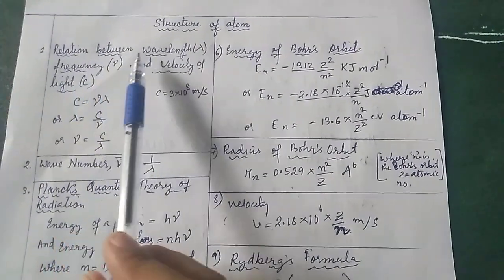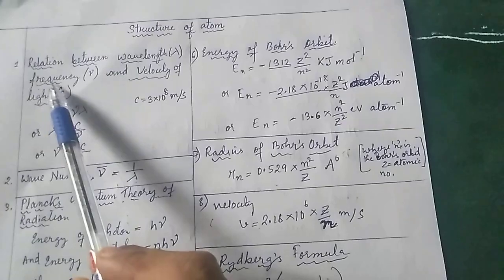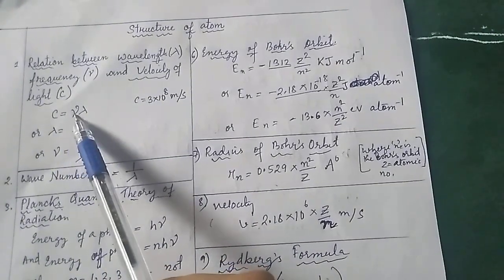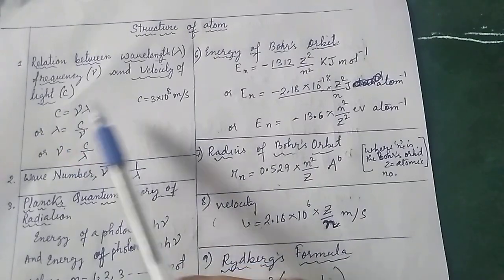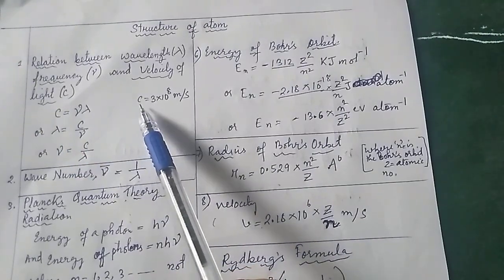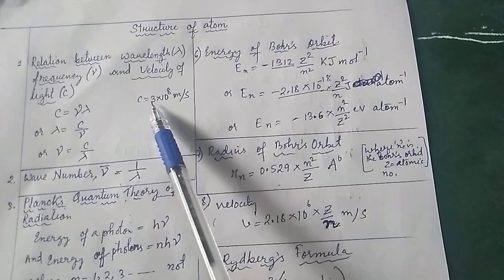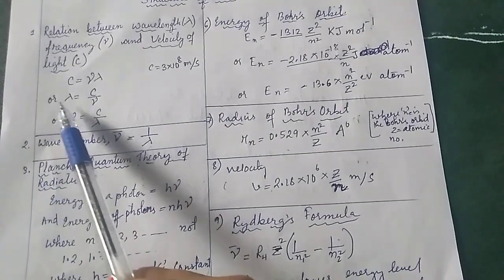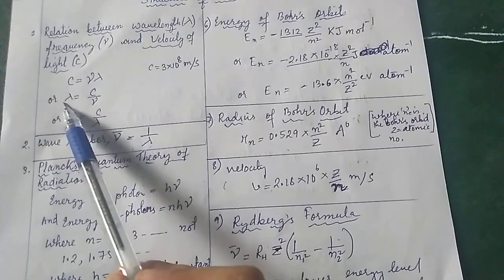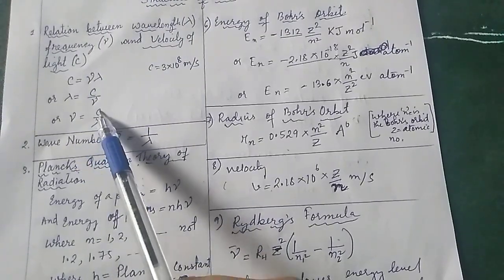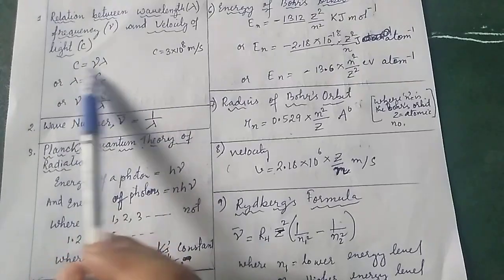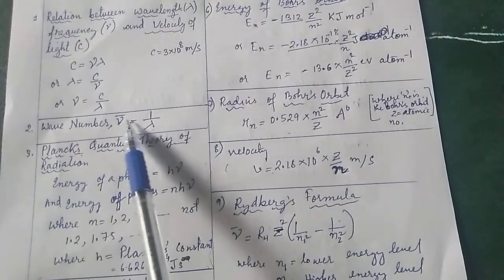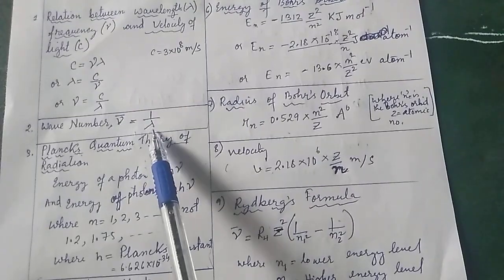Here is the relation between wavelength, that is lambda, frequency nu, and velocity of light c. The relation is c is equal to nu lambda, where c is the velocity of light or speed of light, and it has its own value, that is 3 into 10 to the power 8 meter per second. Then lambda is derived from here: lambda is equal to c by nu, and nu is equal to c by lambda. So by knowing this formula, you can derive any out of these two. Wave number nu bar is equal to 1 by lambda, that is 1 by wavelength.